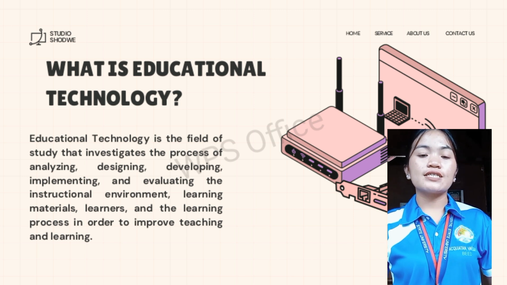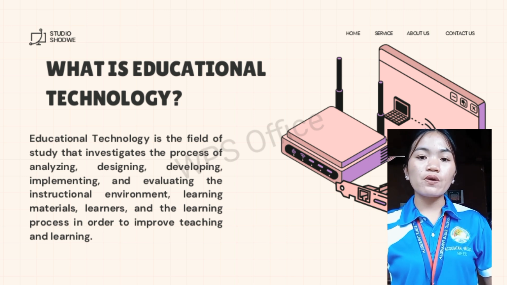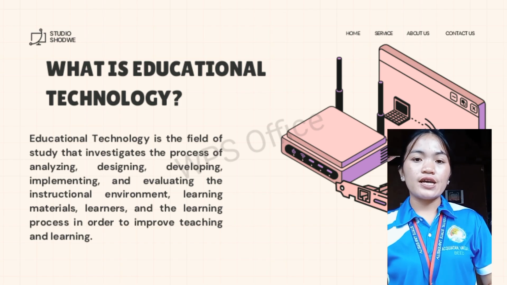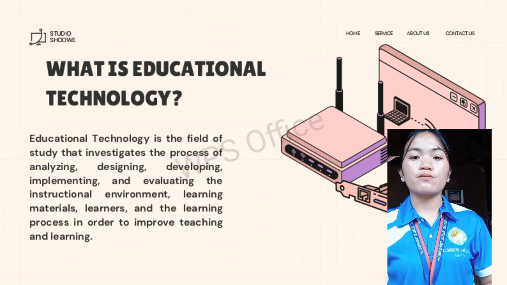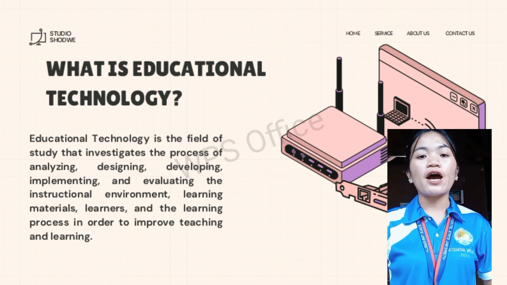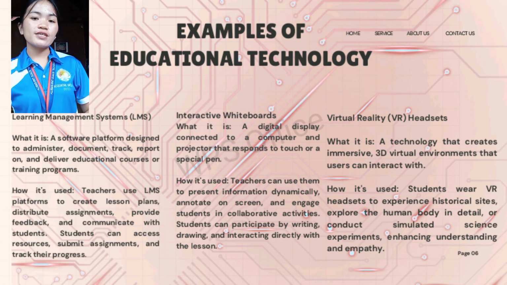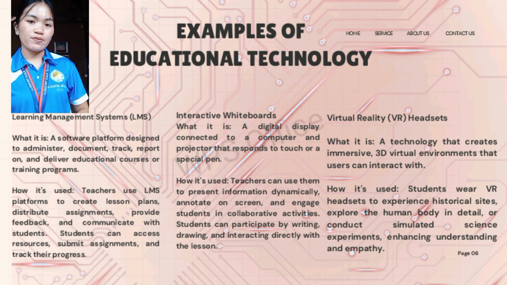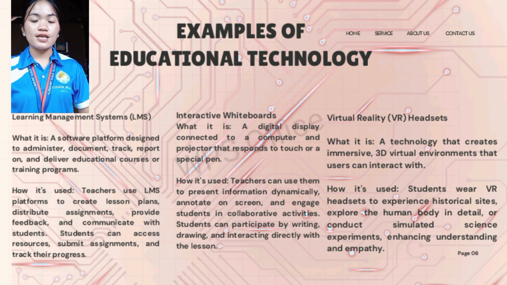Educational technology is the use of tools, machines, and programs to make teaching and learning better. It is not only about computers and gadgets, but also about finding ways to make lessons easier to understand and more interesting for students. One example of educational technology is the learning management system. This is a program on a computer where teachers can post lessons, give assignments, and check students' work. Students can also see their lessons, submit answers, and check their progress. A common example is Google Classroom.